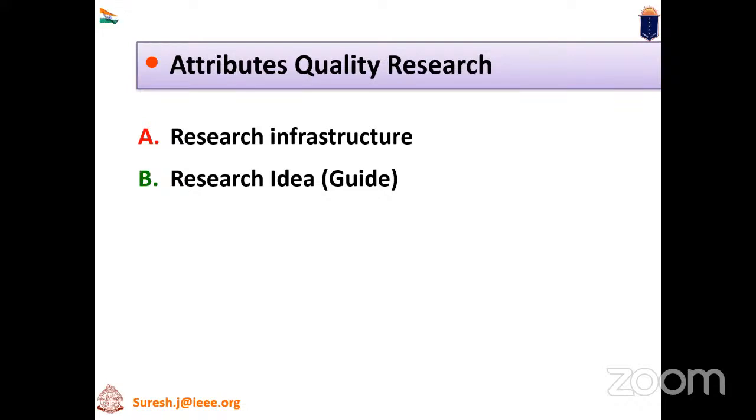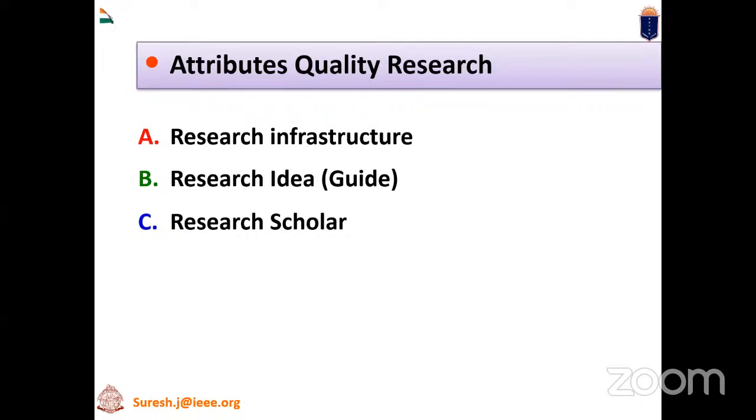So research infrastructure should be good, and a quality guide. So I put quality behind all this: quality research infrastructure, quality research guide. And then finally, the research scholar himself. All three have to be at very good quality levels. Then definitely you can expect results. I put these as three attributes.